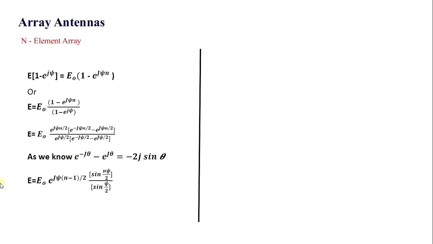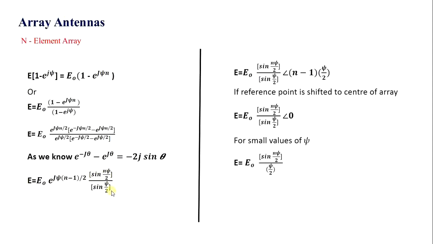As we know, e raised to minus j theta minus e raised to j theta is equal to minus 2 j sin theta. So after substituting, we get E equal to E naught e raised to j psi (n minus 1) by 2 into sin n psi by 2 divided by sin psi by 2. So this becomes E equal to E naught sin n psi by 2 divided by sin psi by 2 at the angle (n minus 1) psi by 2.